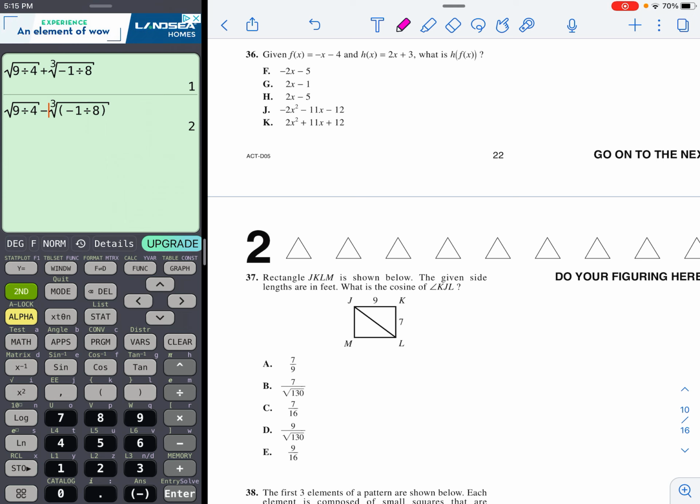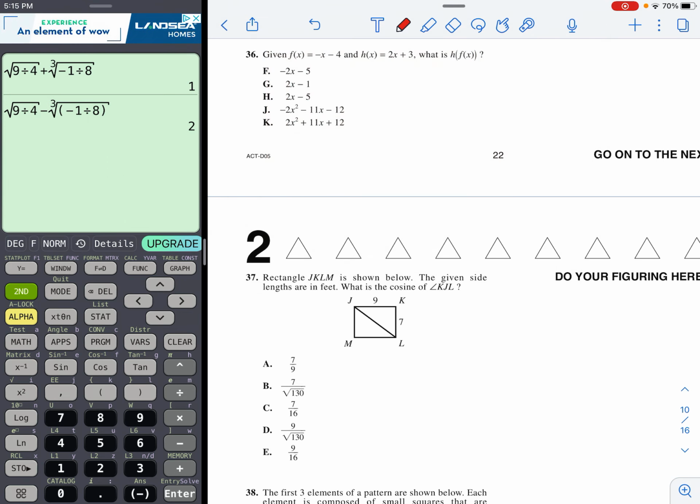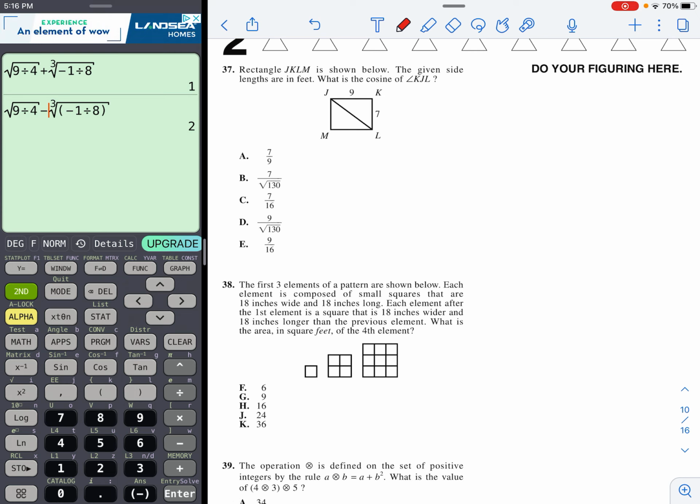Question 36, given that f of x is negative x minus 4 and h of x is 2x plus 3, what is h of f of x? Well, that literally means take h of x, and everywhere you see an x, put a parenthesis and put what f of x is. They're just testing your knowledge of that. So this would be negative 2x minus 8 plus 3, negative 2x minus 5. Answer choice F.